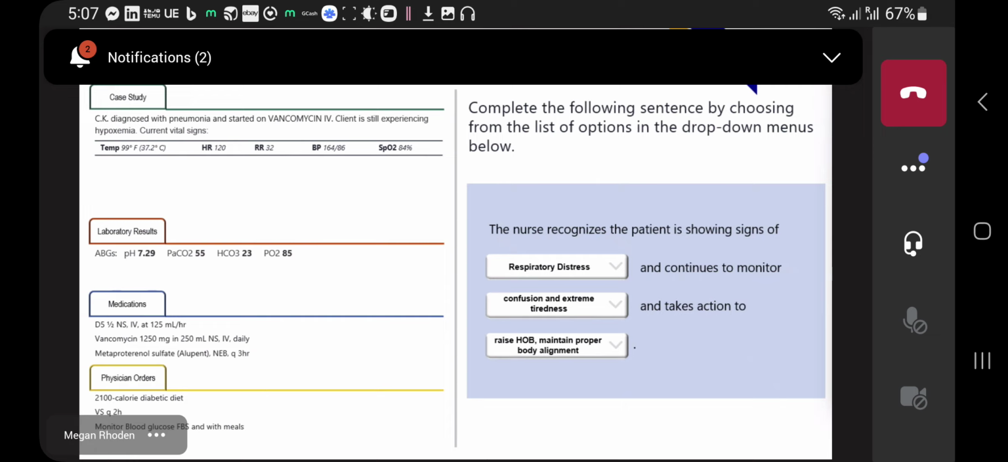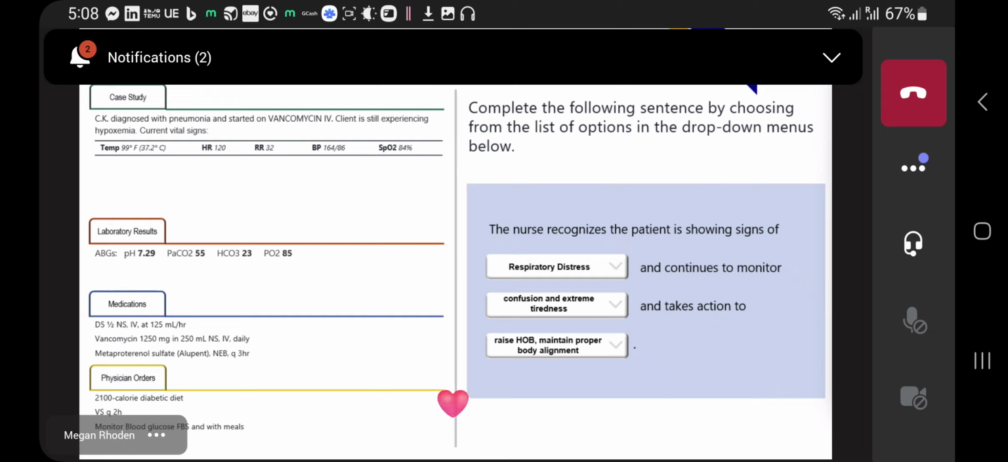And it is going to be raise the head of the bed, maintain proper body alignment. So let's talk about why these are correct. The nurse recognizes the patient is showing signs of respiratory distress. The progression is worsening with a chest x-ray and vital signs and a decreased O2, and ABGs all point to signs of respiratory distress. We continue to monitor for confusion and extreme tiredness. Confusion and extreme tiredness indicate a decreased O2 to the brain, and stress, especially with patients that are over 65 years of age. Why not correct the vitals?